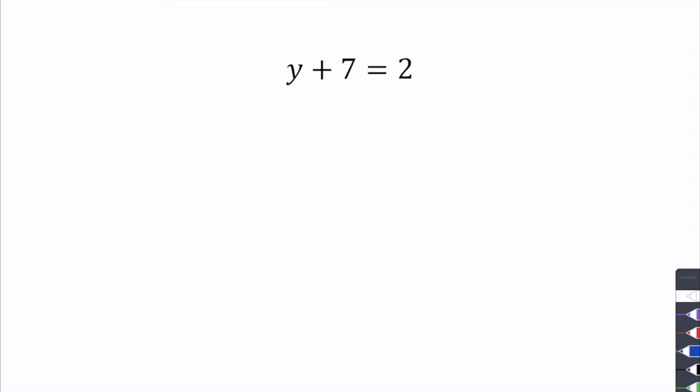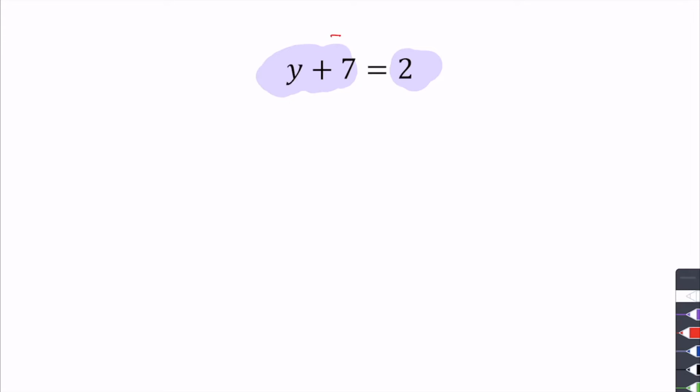In this equation we can see y plus 7 is equal to 2. So as we know, the left hand side is equal to the right hand side. So whatever you do to the left, you must do to the right. Now we have y on the left, it's positive, so we want to keep that there. That means we need to remove the 7. Currently 7 is being added to y. And to remove something, you always do the opposite of the sign.